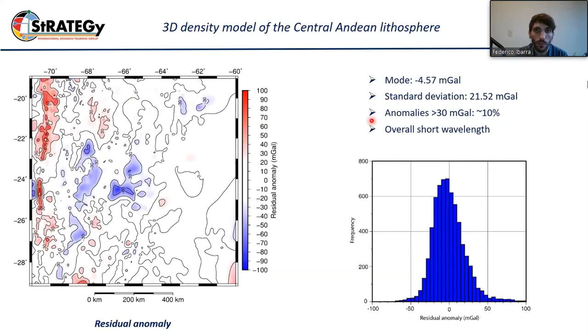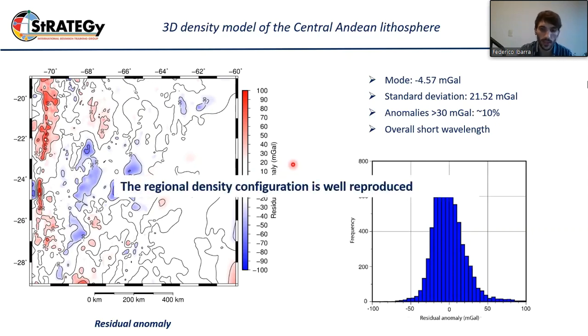The residual anomaly shows a mode at minus 5 milligals with a standard deviation of 22 milligals. Around 10% of the region exhibits anomalies larger than 30 milligals, which is considered the uncertainty for the model region. Overall, these anomalies are of a short wavelength compared to the resolution of the model and can be associated with geological features of the crust. This indicates that the regional density configuration of the central Andes is well reproduced.